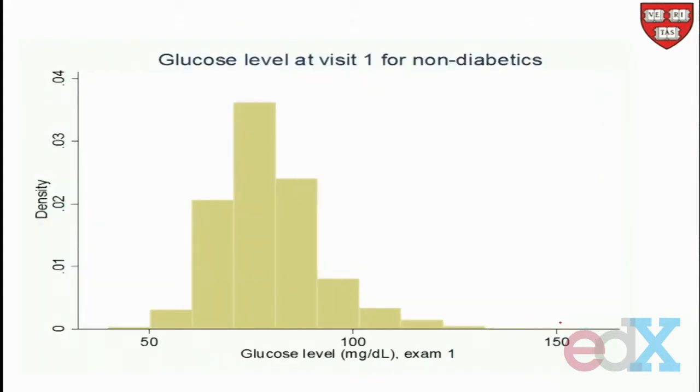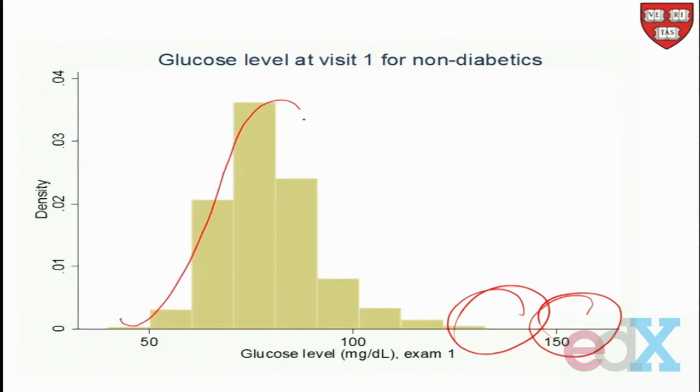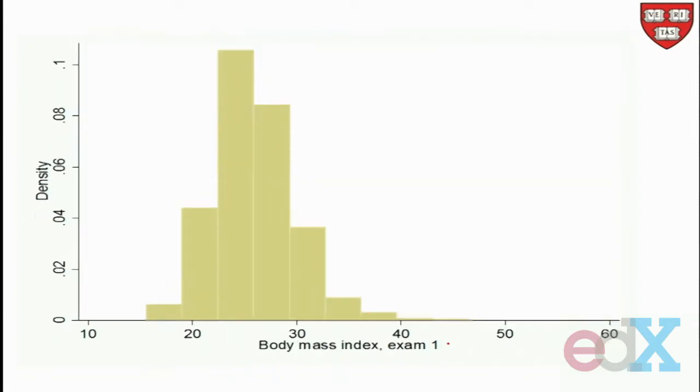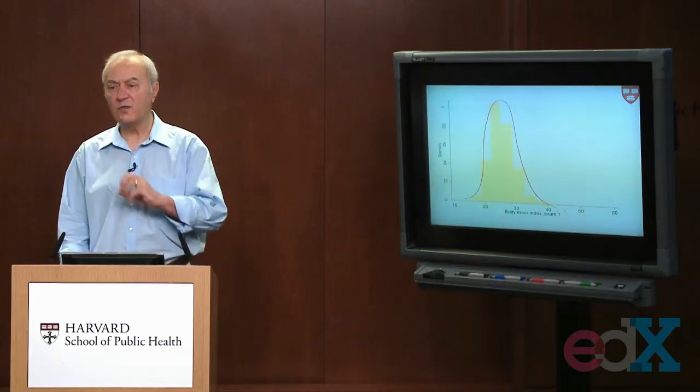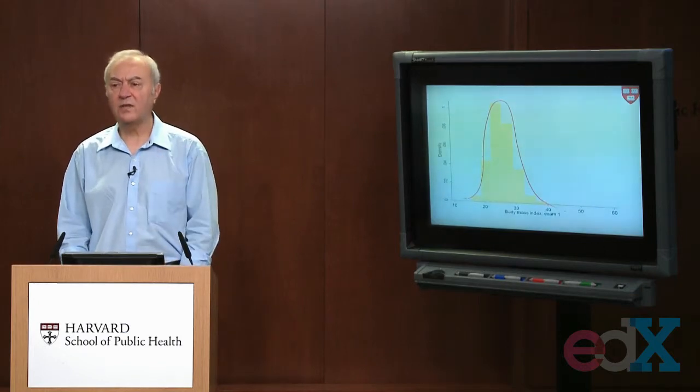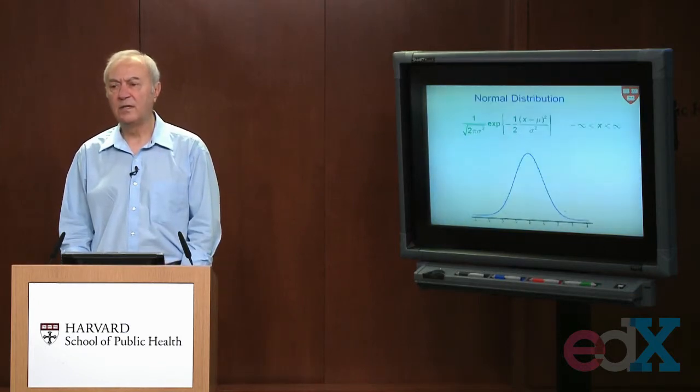Here is the glucose level at visit 1 for the non-diabetics. Remember, the diabetics are down here. Maybe these guys haven't been diagnosed yet as diabetic. Maybe they're pre-diabetic. But other than that, it's pretty much normally distributed. Here's another one. This is the BMI, the body mass index, at exam 1 for people from the Framingham heart study. And it too looks pretty normally distributed. So my point is the normal distribution stands on its own merits too.